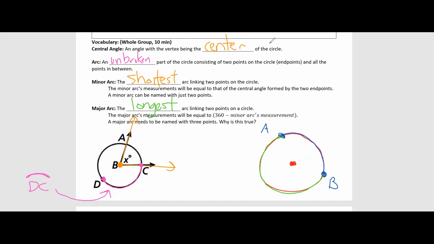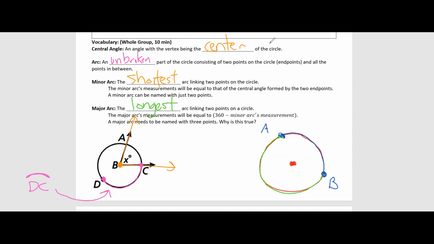Let's talk about measurements first. So a minor arc will have a measurement that is less than 360. A major arc will have a measurement that is greater than 360. Greater than 180. Let me just make sure I said that correctly. A minor arc will have a measurement less than 180. I feel like I may have said 360, so we're going to clear that up.